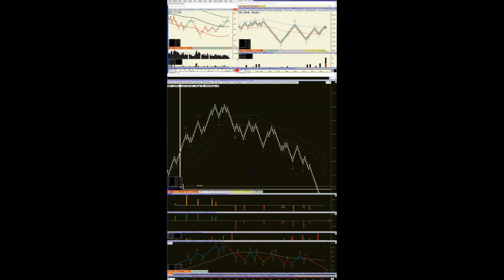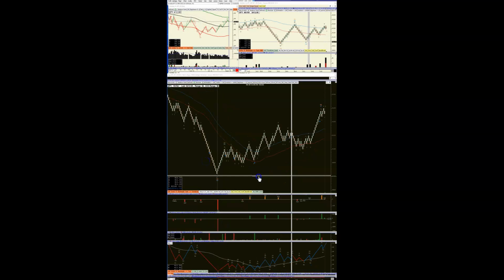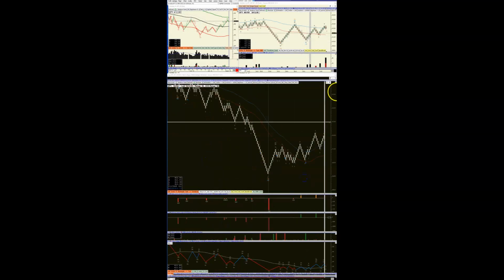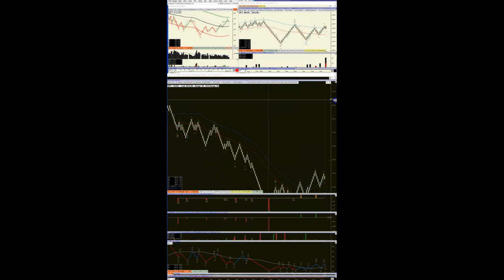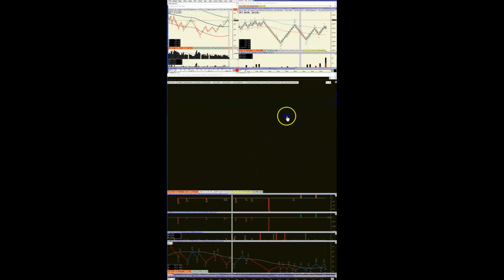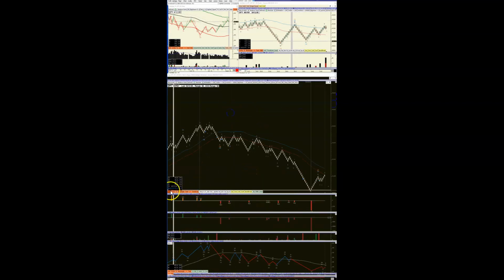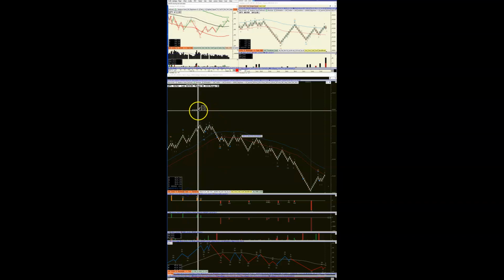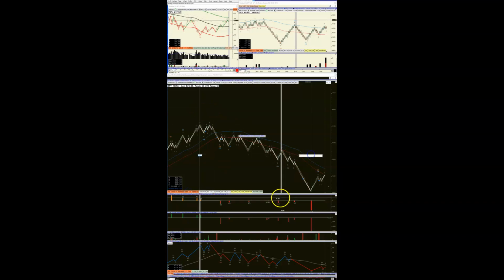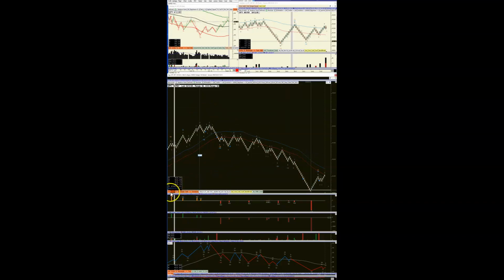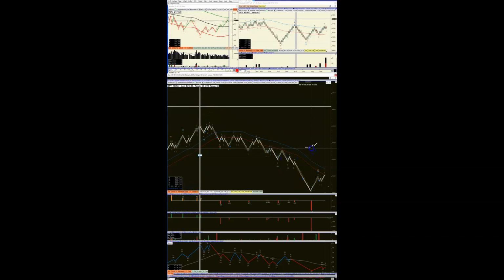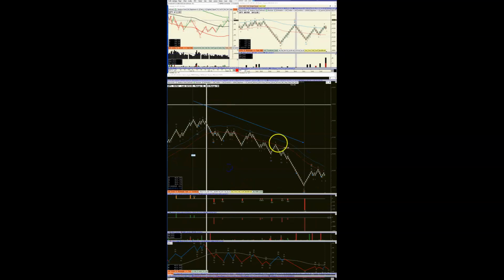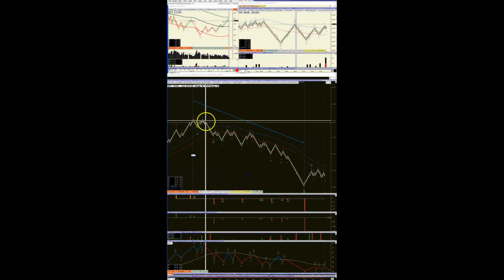And over here, I'm going to be looking at the SPY. So we'll take a look at this. And what do you note in this downtrend? In this downtrend, what do you notice?